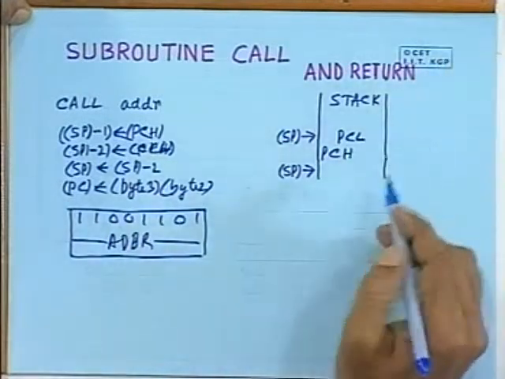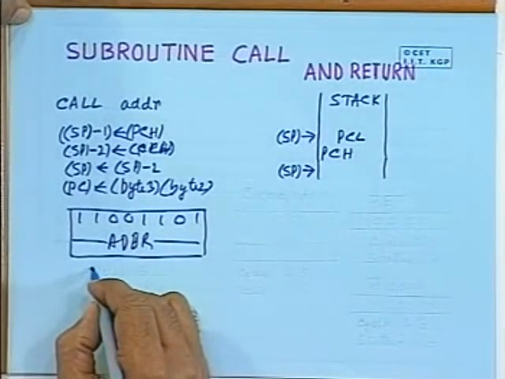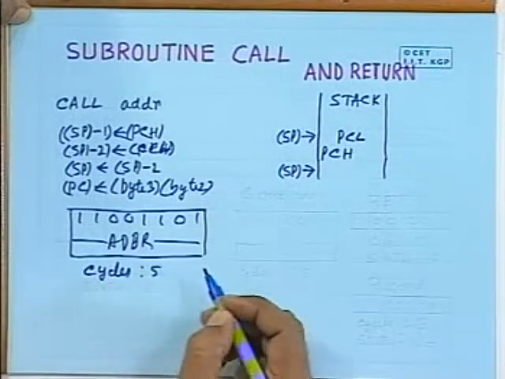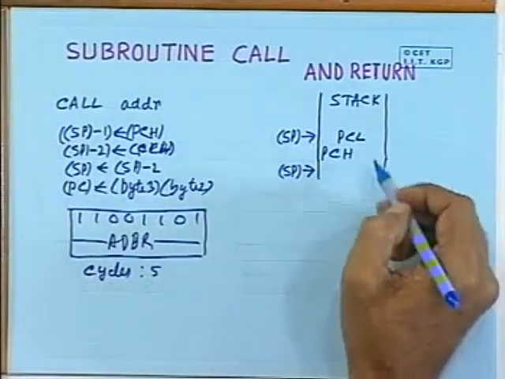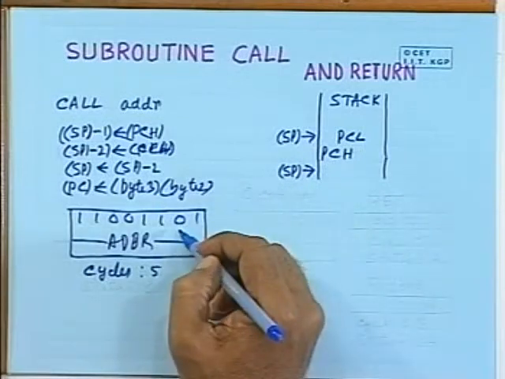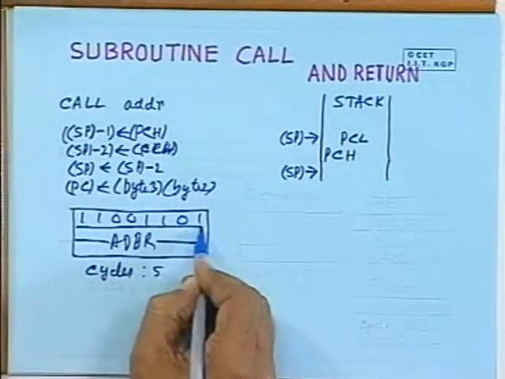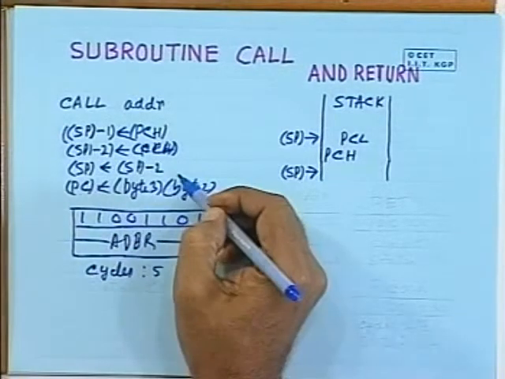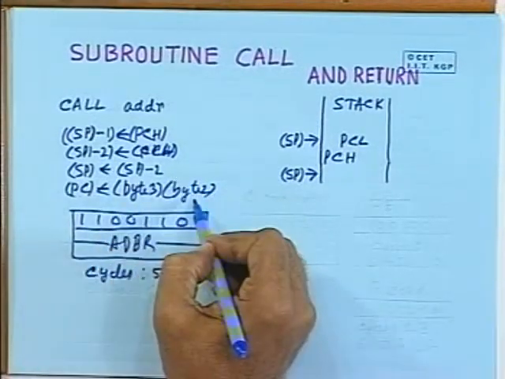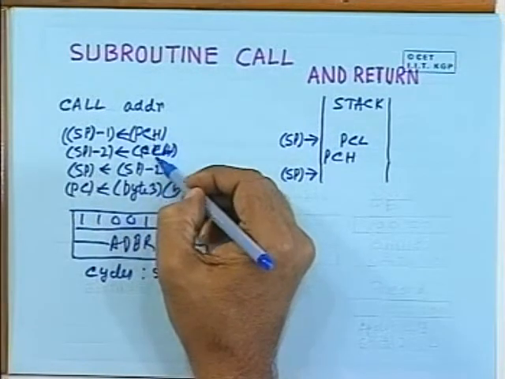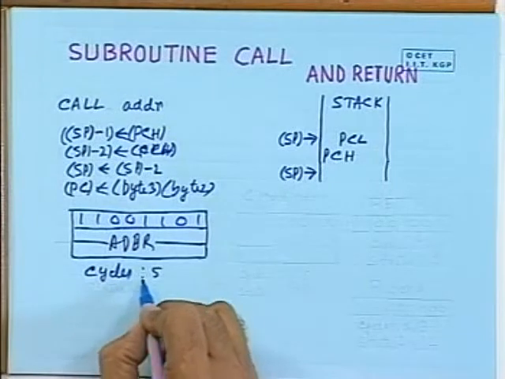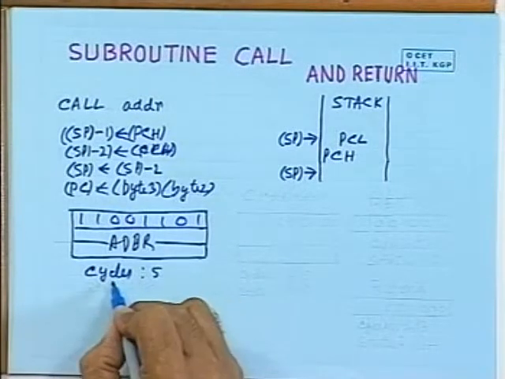Here you see the total time required is quite long. The total number of cycles required will be 5, because you have to perform so many operations. You have to not only fetch these 2 bytes, which are provided as part of the instruction, but you have to load them into the program counter, and before that the program counter has to be loaded into the stack. That's why the total number of cycles required is 5.